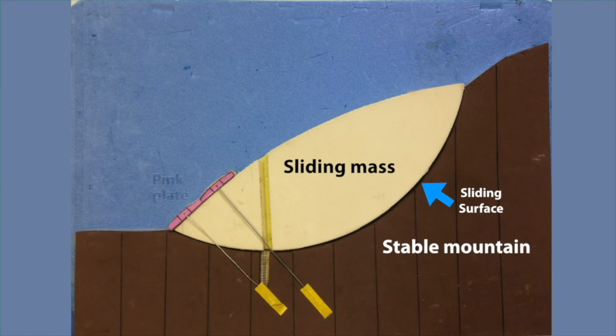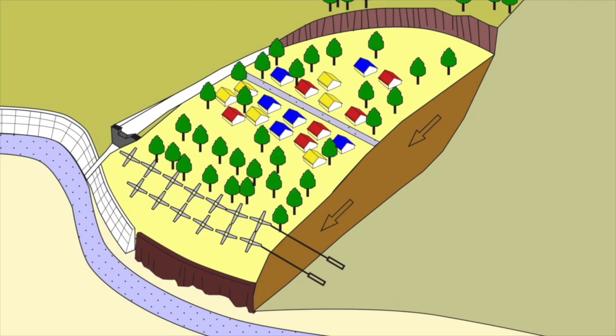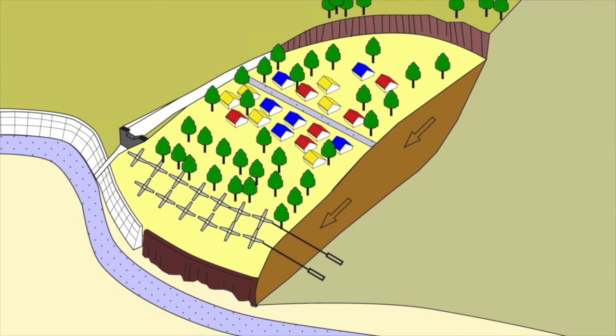Here are two pink plates on the sliding mass of a landslide. We fix the pink plates with two iron wires. The other end of the iron wire we fix with tape to the brown immovable ground. Now let's place a weight on the upper right side of the sliding mass. The sliding mass will try to move in the red direction, but the sliding mass and the brown stable ground are already fixed with the iron wire and it cannot move. This is called anchoring. This is an illustration of an anchor entering the unstable ground and being fixed to the stable ground underneath.